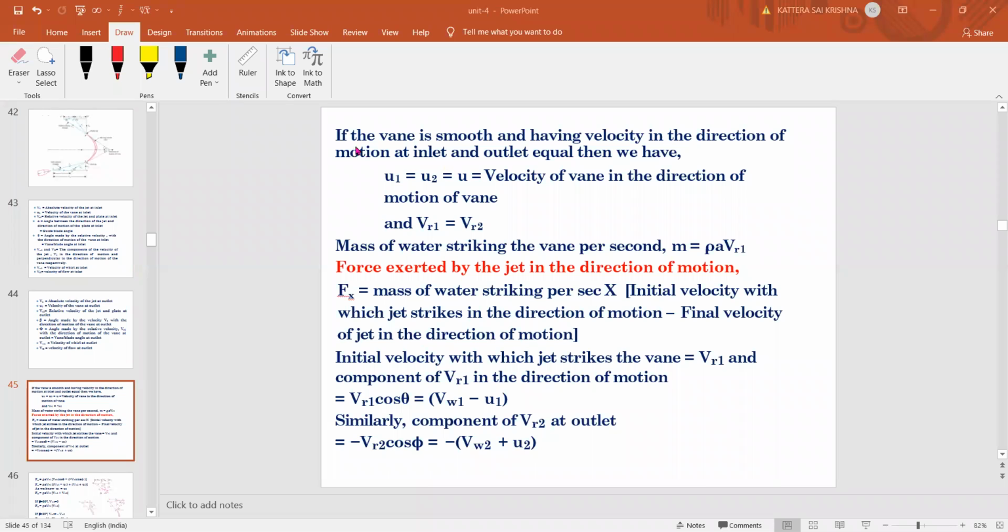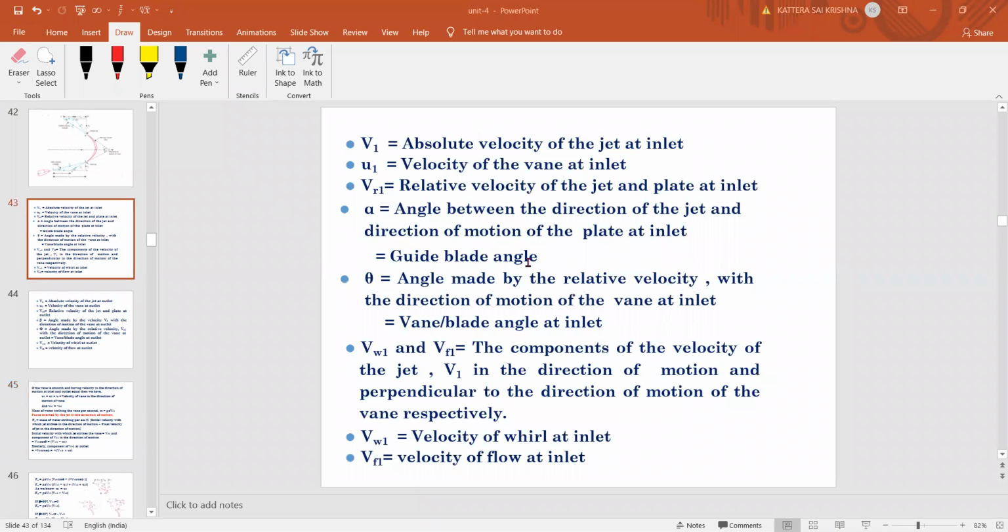So first, what we'll consider here: remember, since it is a single blade, only one blade is there. So always the velocity of the blade is constant. So U1 and U2 will be equal to U. Are you able to understand what I'm telling?